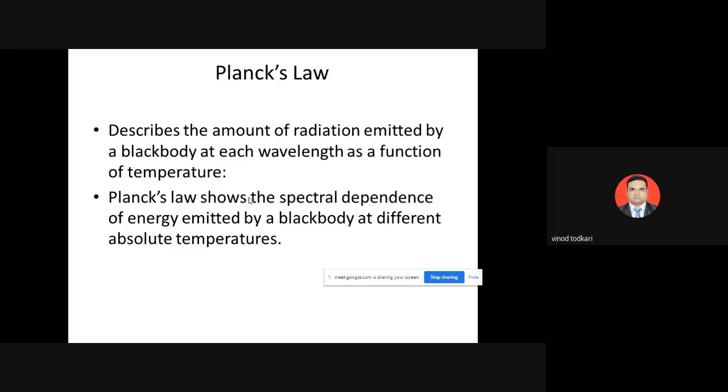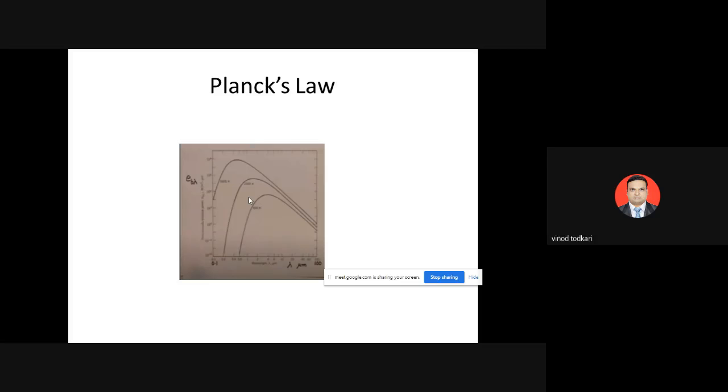Now we'll talk about Planck's law. It describes the amount of radiation emitted by a black body at each wavelength as a function of temperature. Basically, Planck studied the spectral distribution for a black body. Initially, I will show you that spectral distribution. This is the spectral distribution which Planck studied. He plotted lambda on the x-axis. Lambda is nothing but wavelength in micrometer.